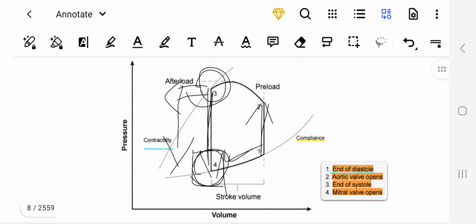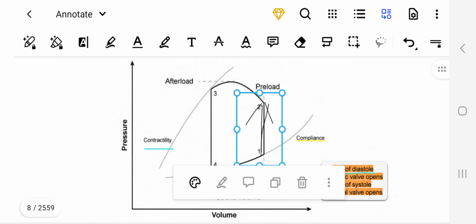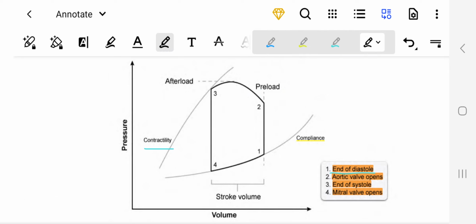So this is the important point which I talked about. Point one is the end diastolic volume. This is also called preload, which is represented by left ventricular end diastolic volume or left ventricular end diastolic pressure. Then this point is where the aortic valve opens, this point is end systolic volume, and this fourth point represents the mitral valve opening.